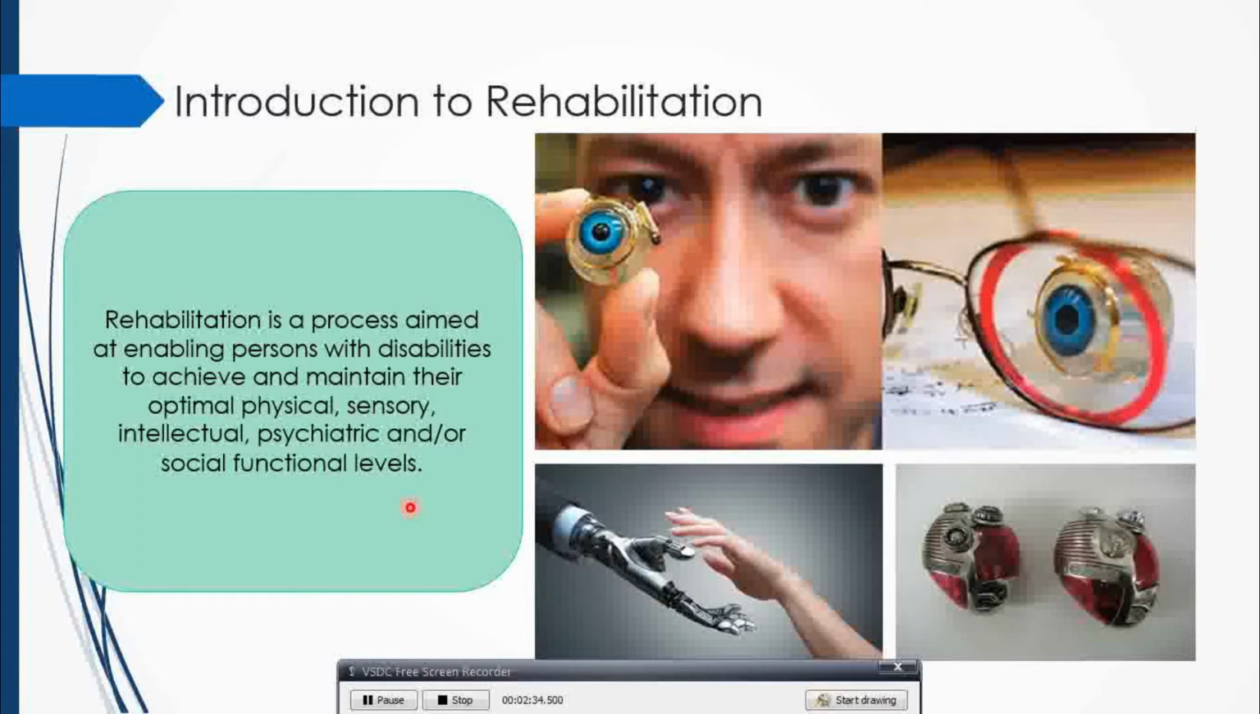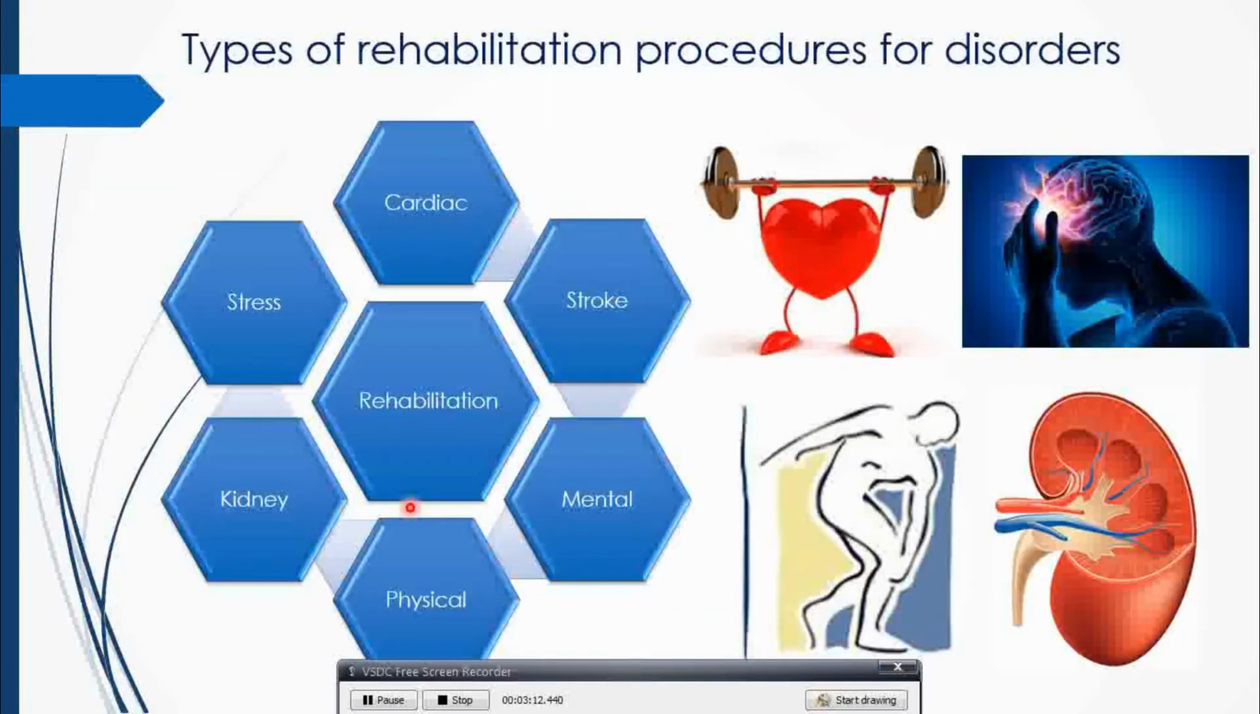So what is the aim of rehabilitation? It's a process aimed at enabling persons with disabilities. So we are focusing on the disabled people, how they can achieve and maintain their optimal physical, sensory, intellectual, psychiatric, and social function level. I mean, we as engineers try to help them to gain back, so that they can be among the community back. So with their function, they can also contribute, they can also perform well with the community.